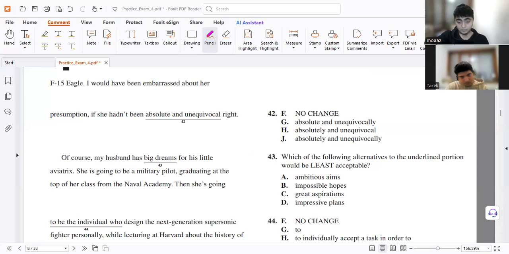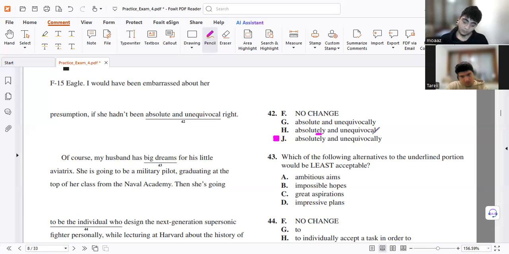For 41, G, are you sure? J. Letter J, it is correct. Why? Parallelism. But wait, parallelism.